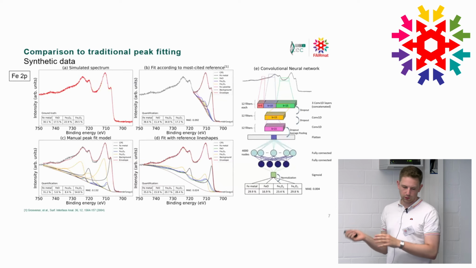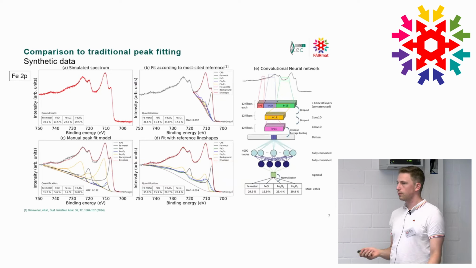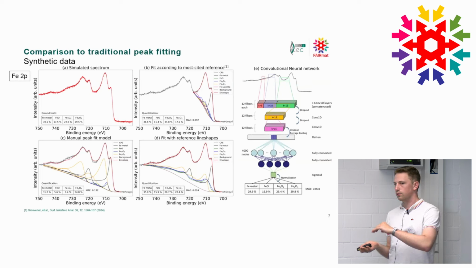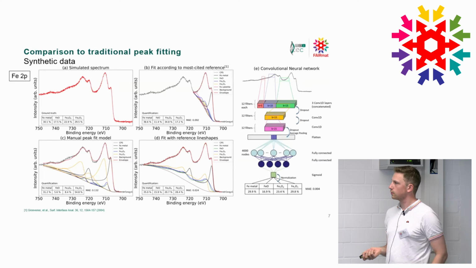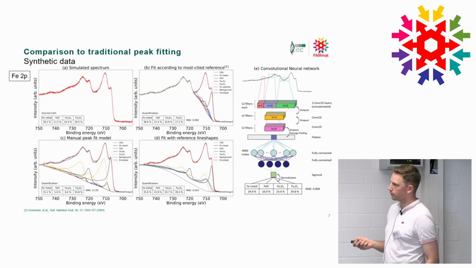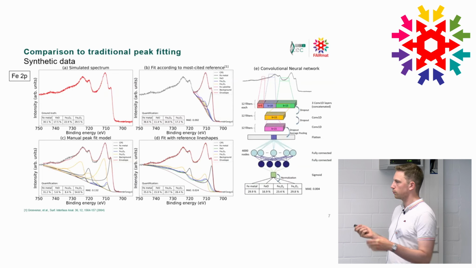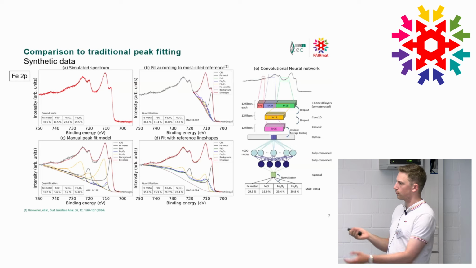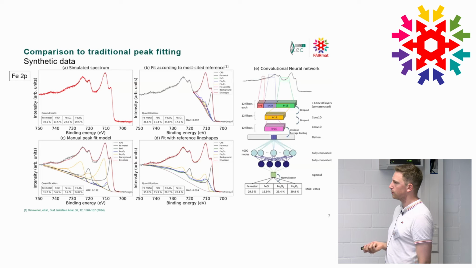Earlier I talked about the peak fitting that people have been doing traditionally. So we used a subset of the training data that we worked on and also did the analysis in a traditional way. We used 3 different approaches for fitting these data, which have been reported in the literature. The first is the fit according to the most cited reference, which calculates the different peaks that you can have here. Then we also did a manual peak fitting model. You see here already that this fit doesn't look too good in the end. And then, similar to what the neural network does, we used the fit with the reference line shapes, where you just use the reference line shapes and do a linear combination of these.